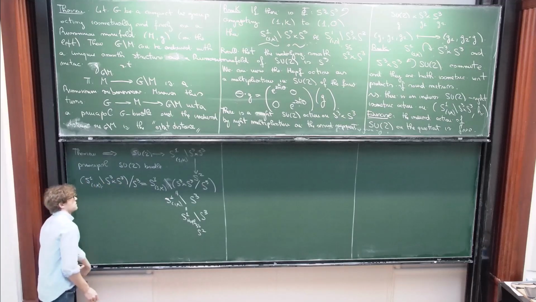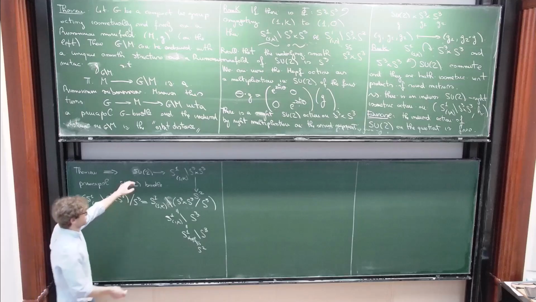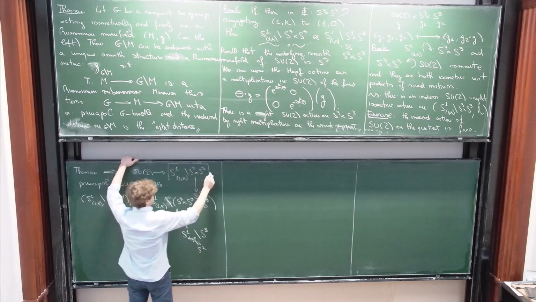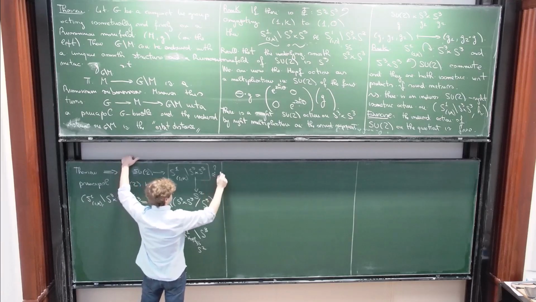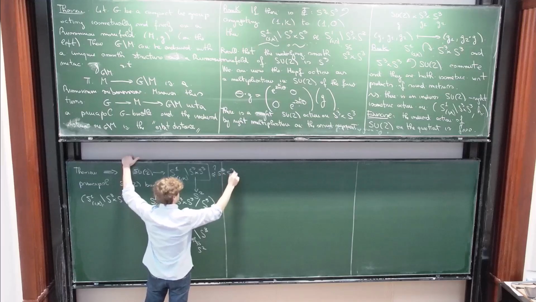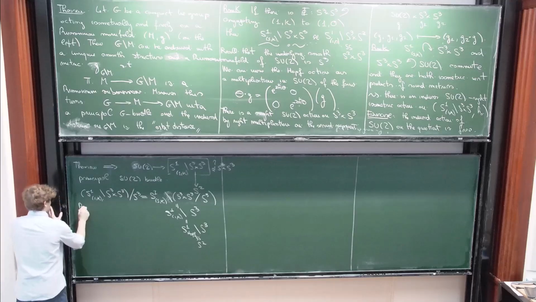If you did the exercise, you know that this is isomorphic to S2. Now, remember our goal, one of our goals, was to prove that this space is diffeomorphic to S3 times S2 times S3. Now I can call into play a proposition.